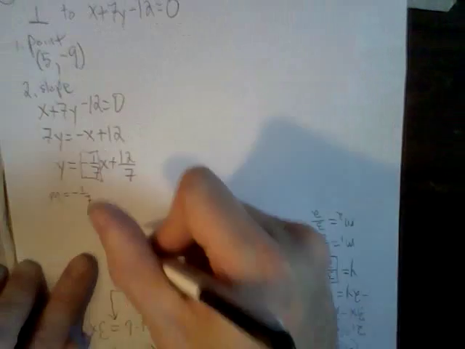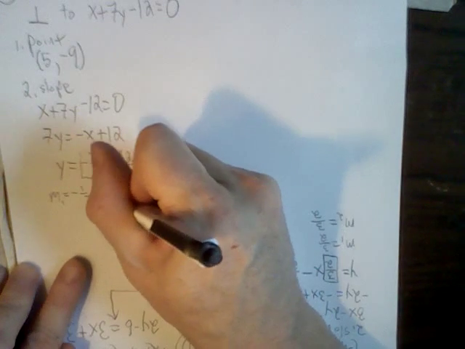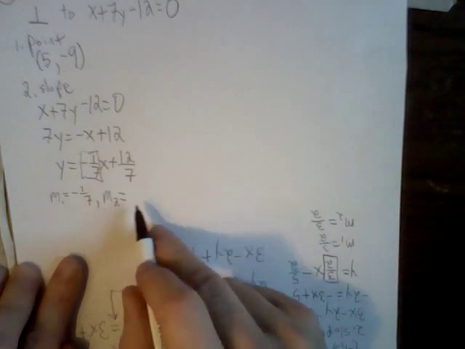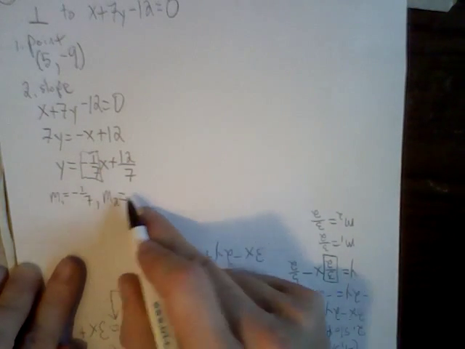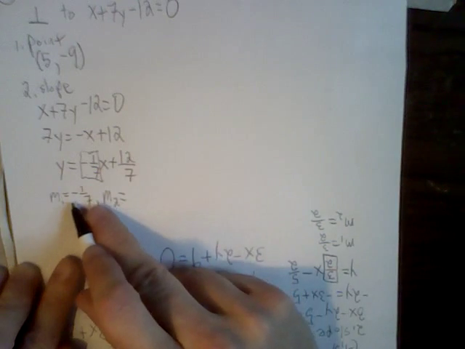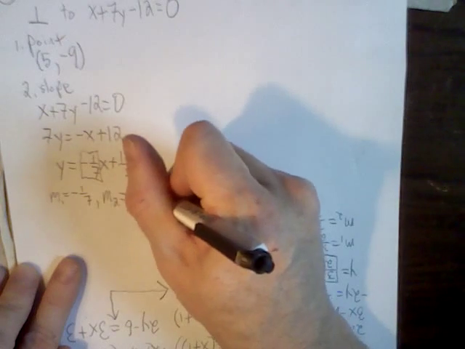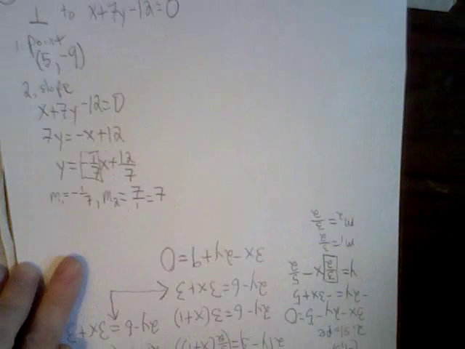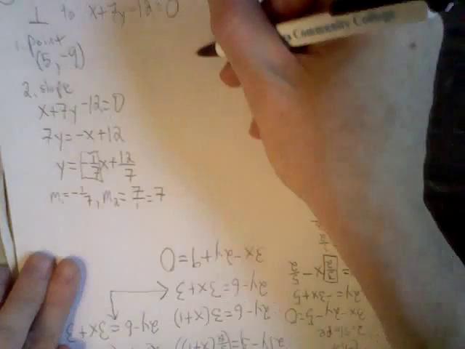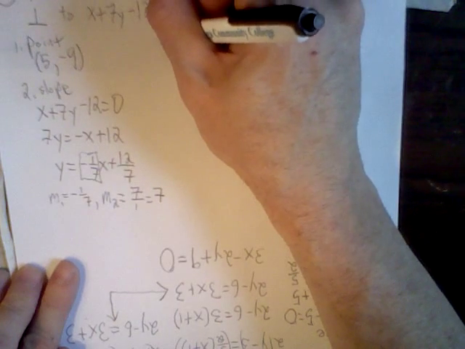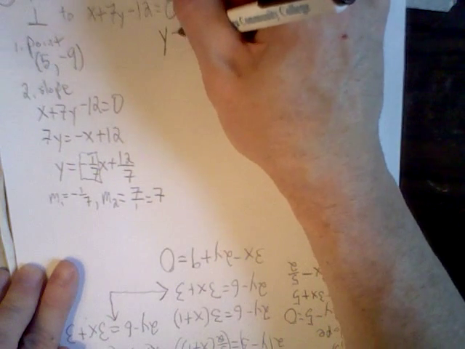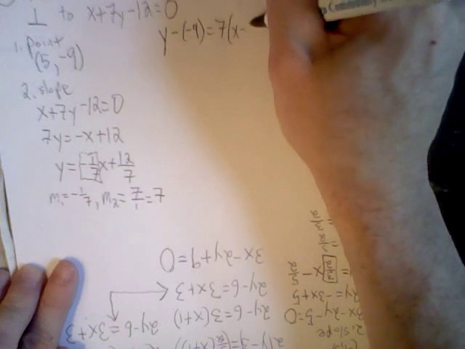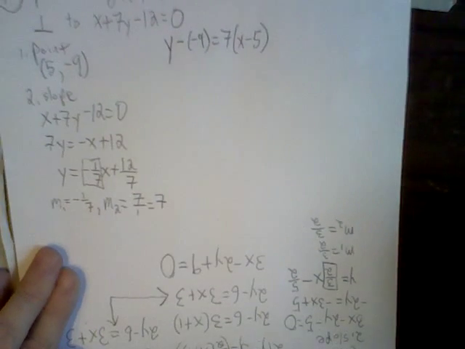So slope 1. We want the negative reciprocal for our new line, so you flip that and make it negative. So it'll be 7 over 1, and then negative negative will be a positive, and that will be our slope. Okay, so now we go to our point slope form, so I have y minus negative 9 equals 7 times x minus 5.